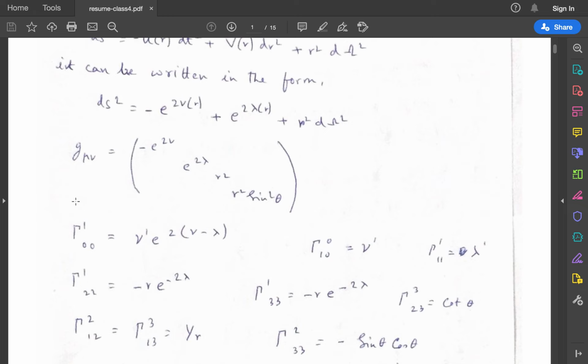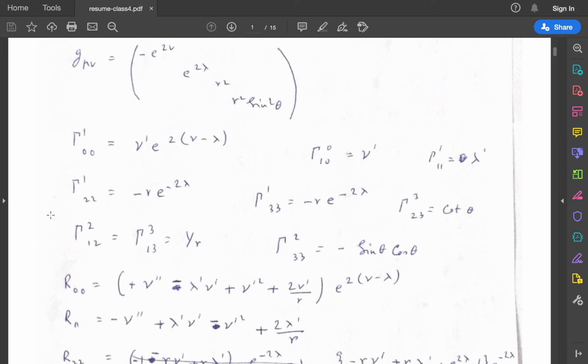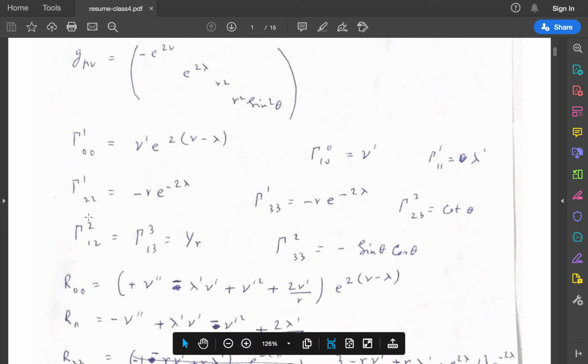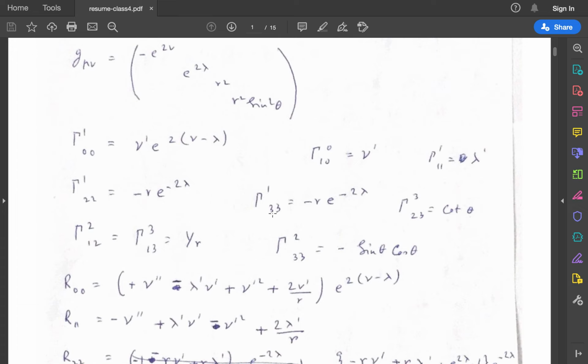Once we have done that, by our formula for finding the Christoffel symbols in terms of the metric coefficients, I can find all the non-zero coefficients for this metric, where 1 means r and 0 means t. So gamma r tt is nu dash exponential 2 nu minus lambda, gamma t rt is nu dash, and gamma r rr equals lambda dash. We can also have the gamma r theta theta component, gamma r phi phi component, and gamma phi theta phi component. Also these are the non-zero components.